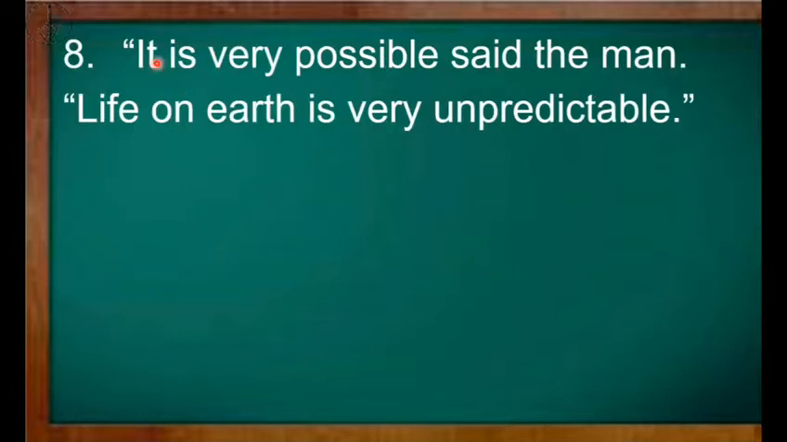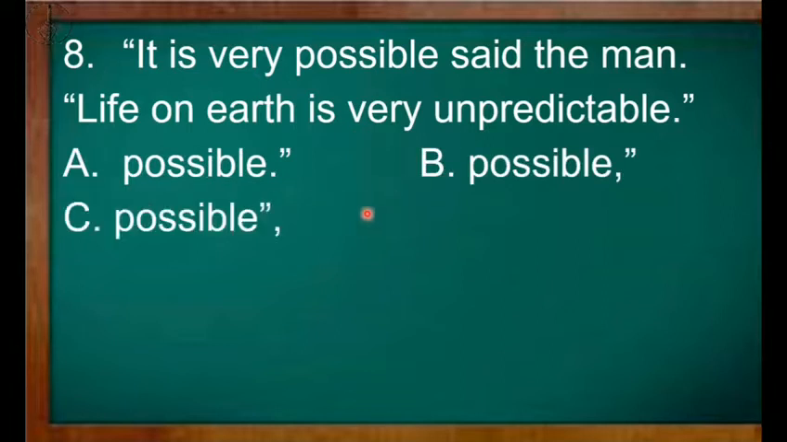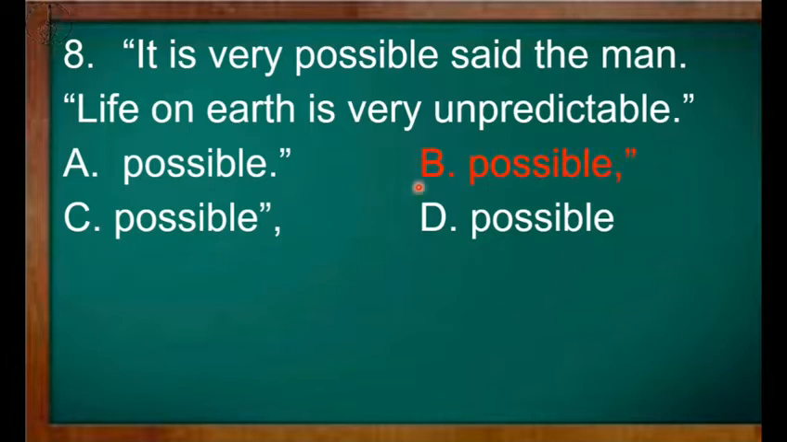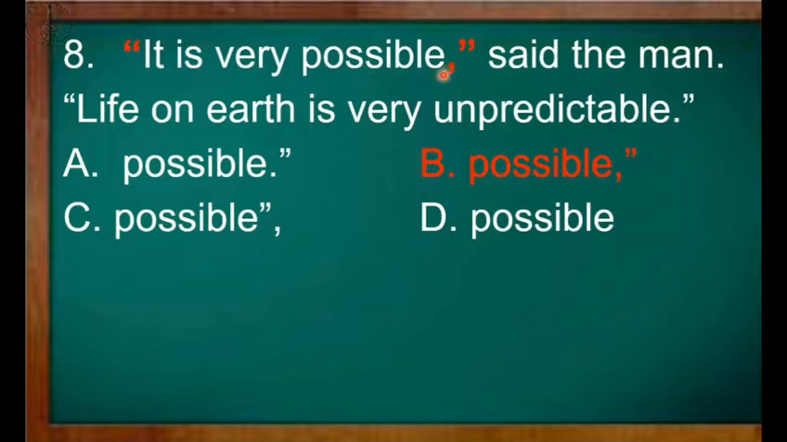Number 8. It is very possible, said the man. Life on earth is very unpredictable. Okay, option A, option B, option C, and option D. Now, if we are going to analyze carefully the sentence, the answer should be option B, possible, comma, and then quotation mark. It should be like this.